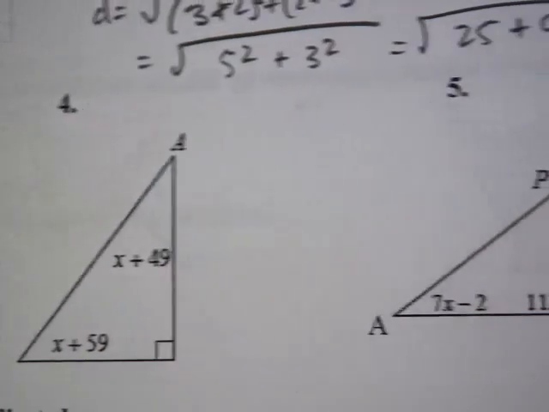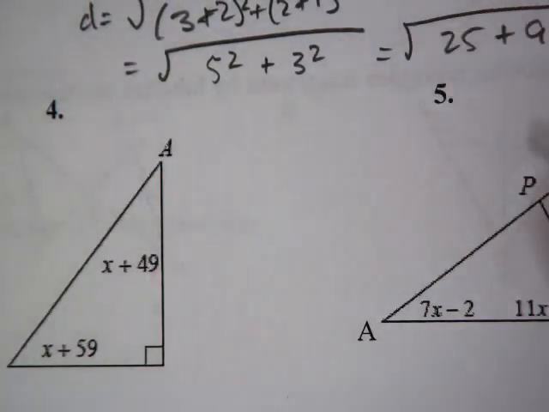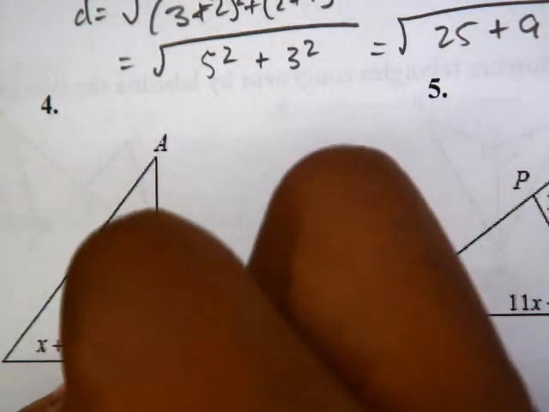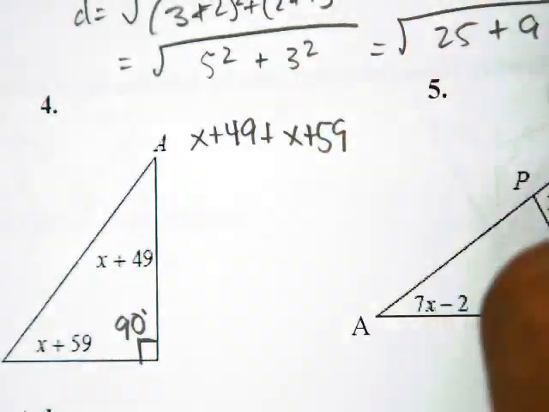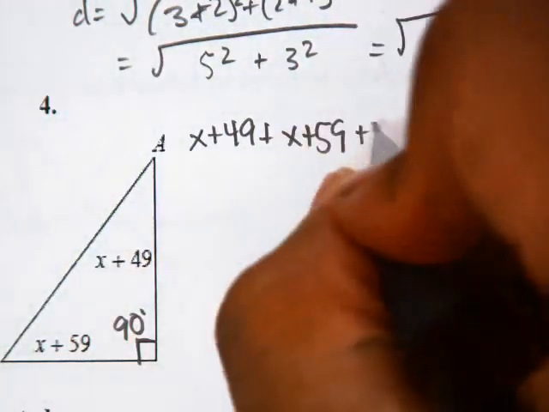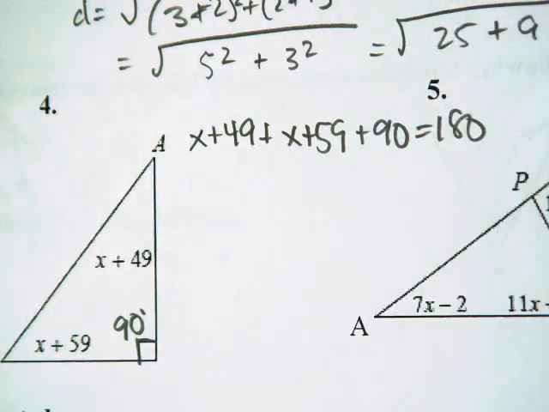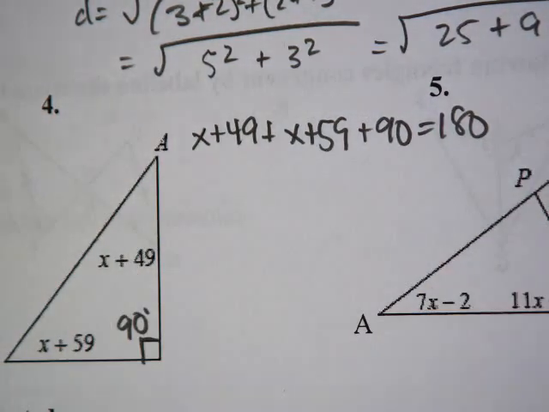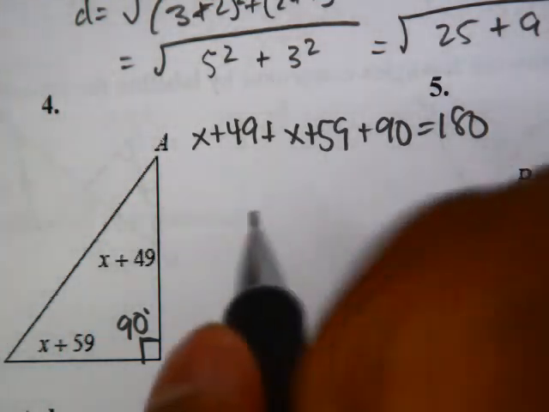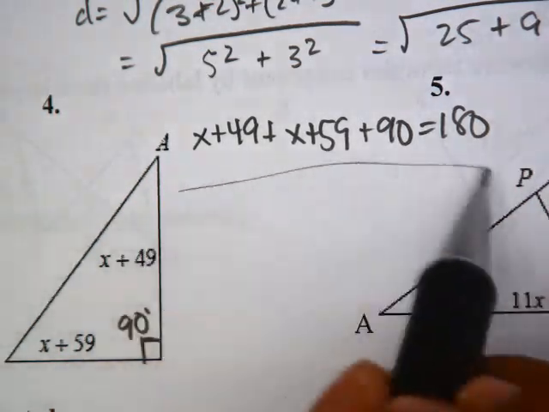On 4, I have to do the same thing, except there's a couple ways that I can do this problem. Keep in mind this is a right triangle, so that's 90 degrees right there. So one way I can do it is x plus 49 plus x plus 59 plus the 90 should equal 180 degrees by the triangle angle sum theorem. All three angles add up to 180 degrees. So I can solve that and I would get the correct answer.